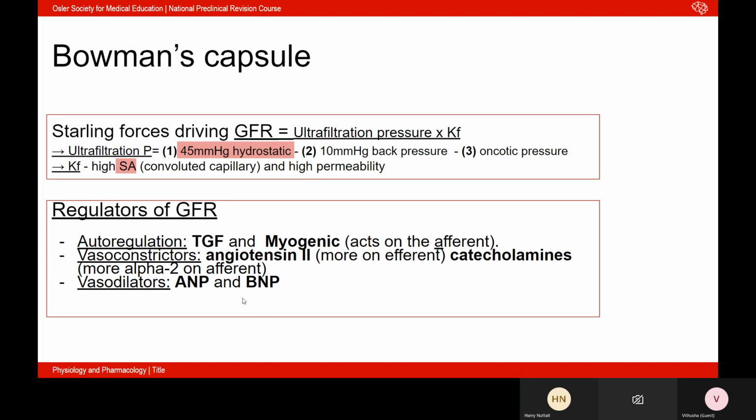There are also vasoconstrictors and vasodilators, which will alter the GFR. Angiotensin will act more on the efferent arterioles, so increasing GFR. Catecholamines will act more on the afferent arteriole, and this will reduce GFR. Vasodilators include the two natriuretic peptides, which aim to increase GFR and increase that outflow of sodium.